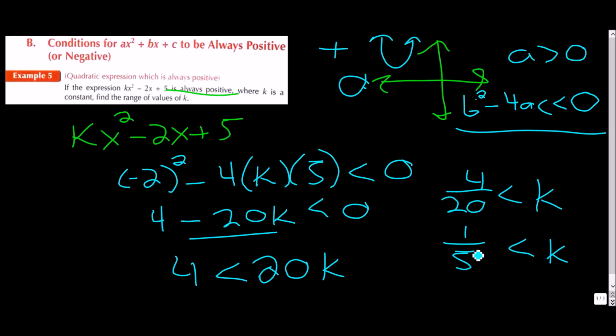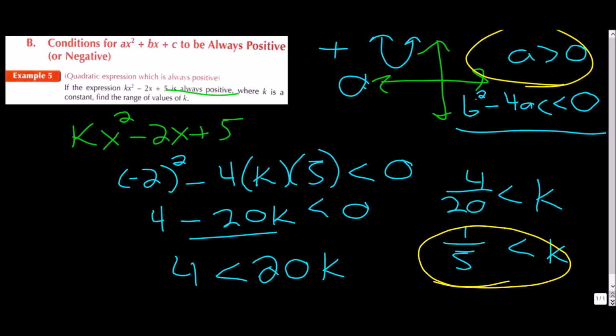This does satisfy the condition that we had earlier that a had to be greater than 0 for this to happen. So this would be the range of values that we're looking at. K is greater than 1/5. If k was less than 1/5 at all, then this graph would not always be positive. This graph would sometimes touch something. So you want to make sure you pay attention to what does this say and what does that mean about your discriminant. This could mean many different things, so make sure you're reading and picking the right term.